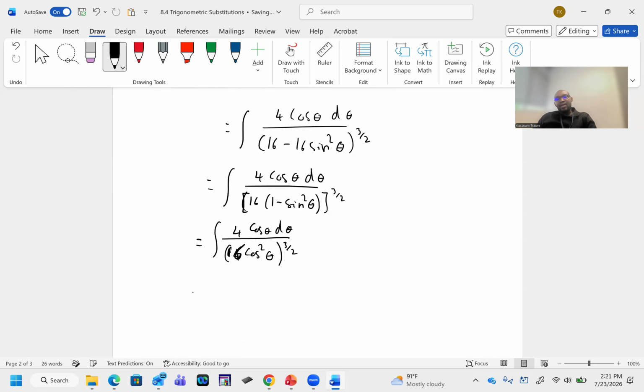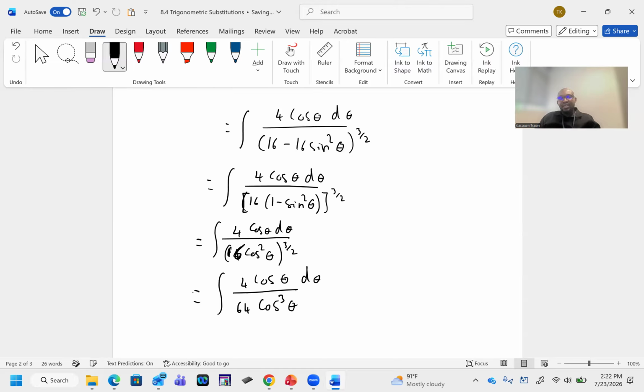So now, the power 3 divided by 2 is just like the cube of the square root, right? So 16 is what? 4 squared, right? So this one will give me exactly 4 cosine theta divided by 4 to the power of 3, which is what? What is 4 to the power of 3? That's 64, right? Times cosine to the power of 3 theta, and then d theta.